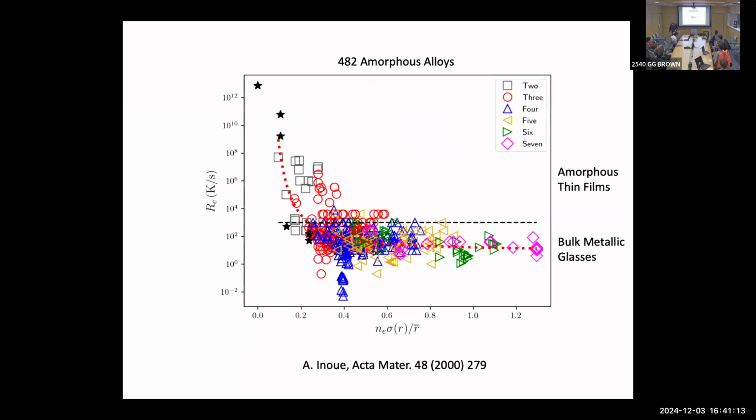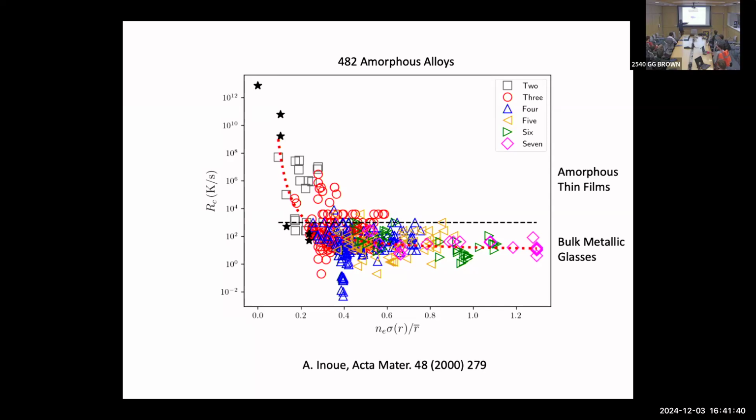The unfortunate thing, unfortunate for me, I guess, is that metallic glasses aren't Lennard-Jones particles. They behave more like this. So this is actually real data. This is the critical cooling rate versus various features. So this is experimentally measured. And the data points are taken from encyclopedias on metallic glass formation.